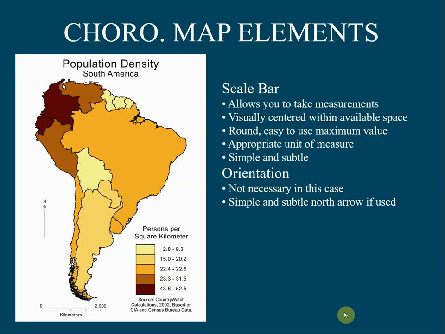Then orientation. In this map, definitely not necessary. People typically know what's North and South America. Even if they didn't and we didn't have it there, they would know that the top's probably north and the bottom's probably south. But since we have that huge amount of white space over there on the left, it very appropriately filled that area. So we used a very subtle, non-distracting north arrow that works great.